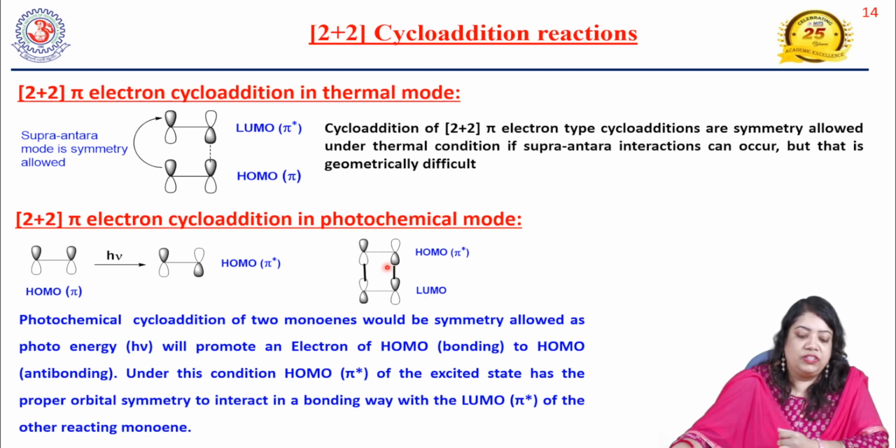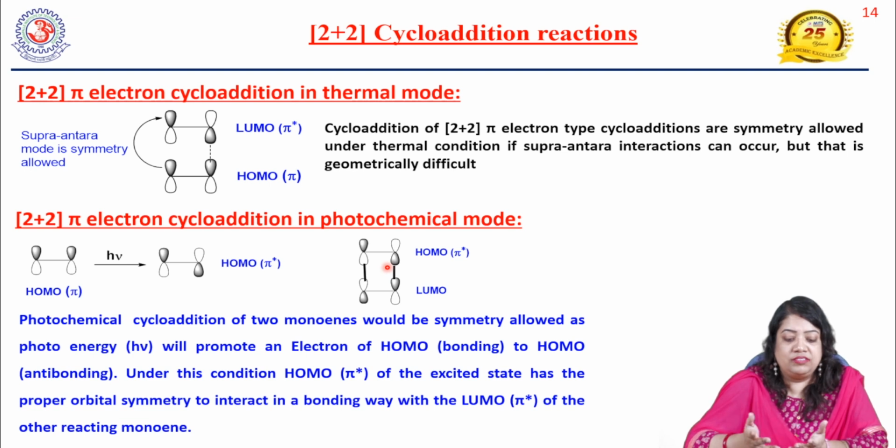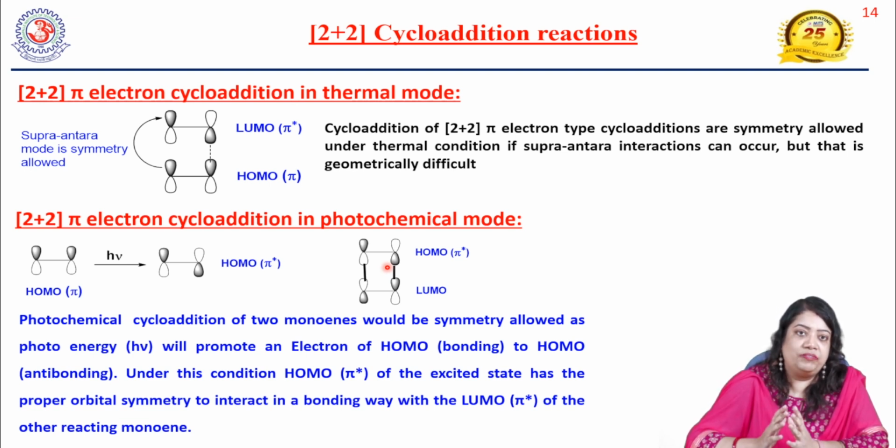Here it is shown, and by using this reaction we can make cyclic four-membered systems, which are strange systems and very difficult to make, but they can be synthesized by 2 plus 2 pi electron cycloaddition in photochemical mode.